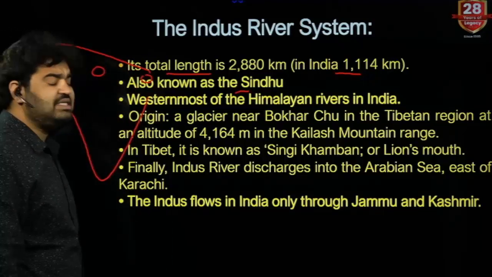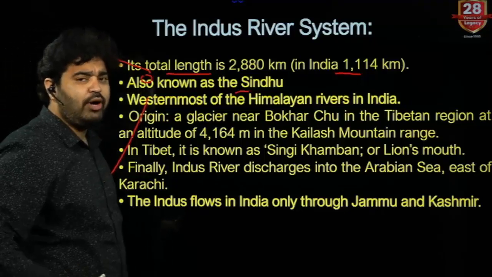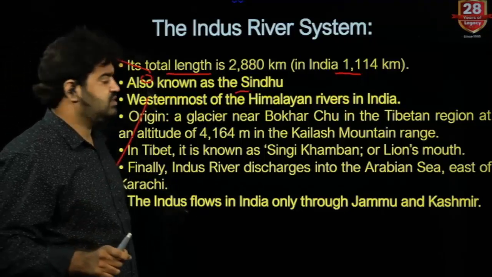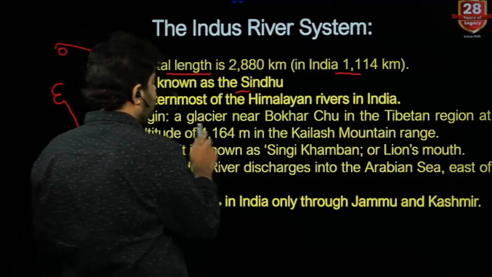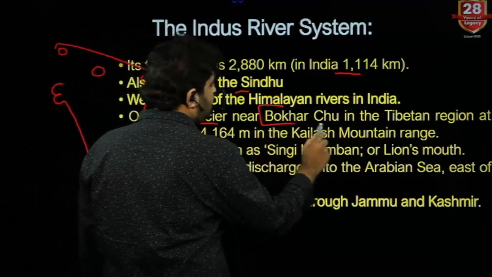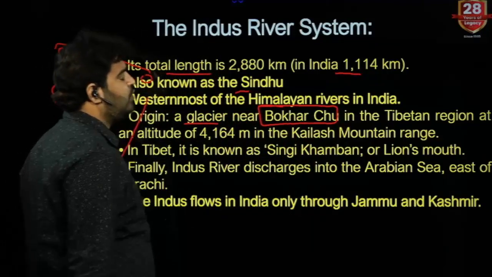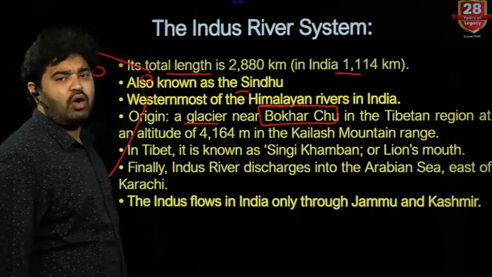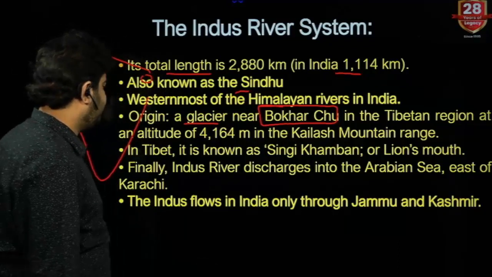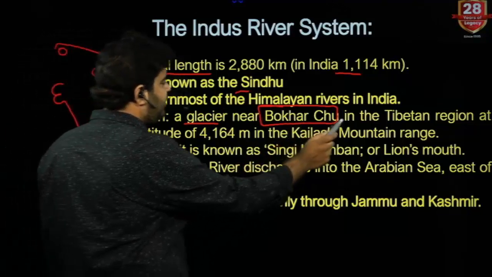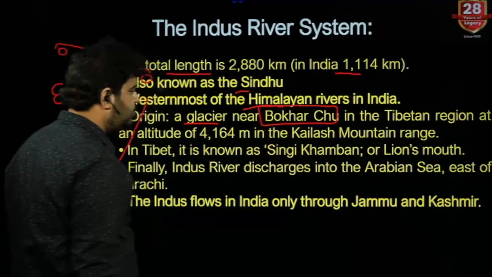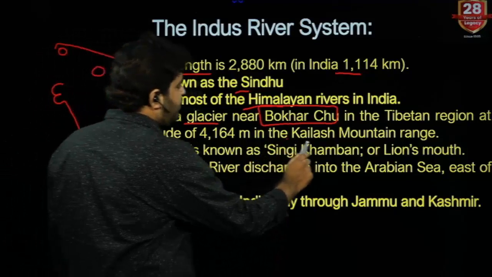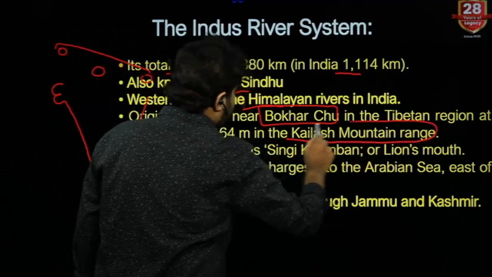As we discussed earlier, the origin point of a river is very important for us. What is the origin point? Bokarchu glacier in the Tibet region. This is the origin point of the Indus river. It starts in the Tibet region, at the place called Bokarchu in the Kailash mountain range. These two are very, very important.